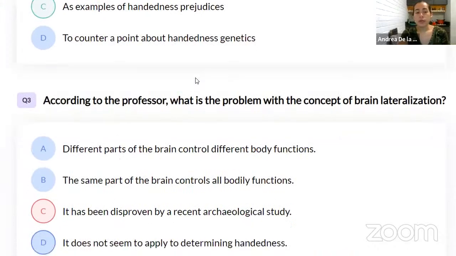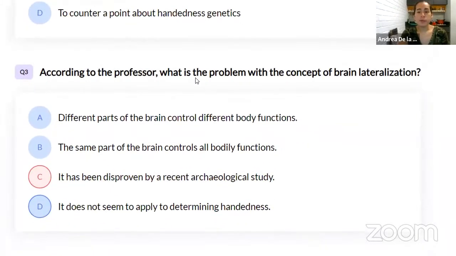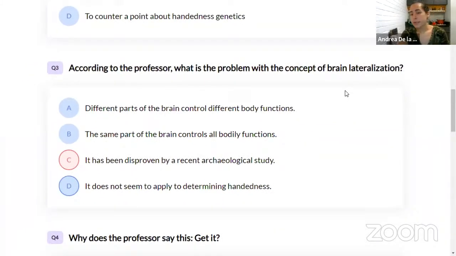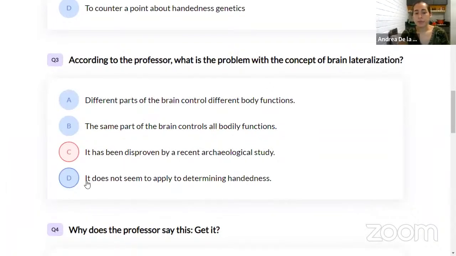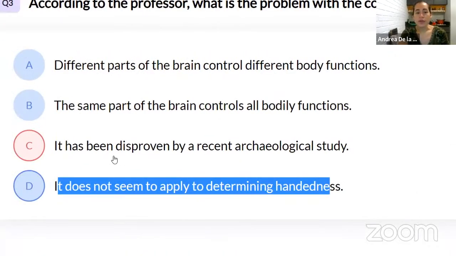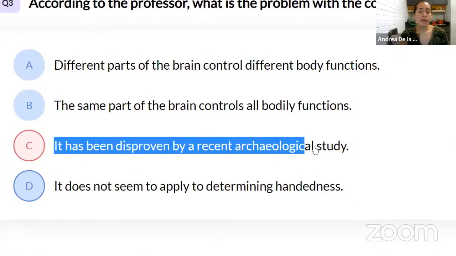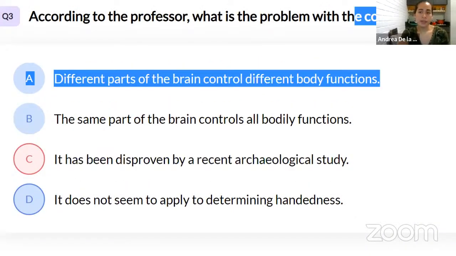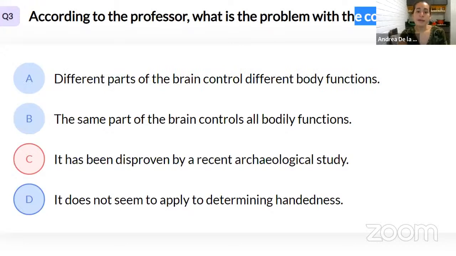Now, question 3, according to the professor, what's the problem with the concept of brain lateralization? So it was actually D. And this is very similar to the last question, right? I told you, C makes sense in the fact that it could be a problem. So this theory is not accepted because of a problem. Now the problem could be C or D. Both of them could be problems.